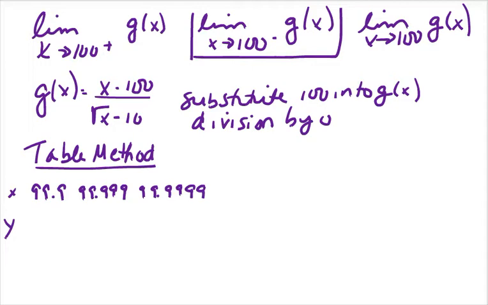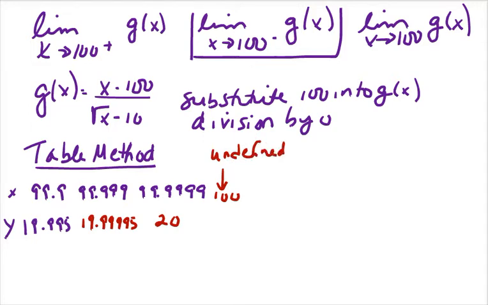So for 99.9, I got a y value of 19.995. What do you think I'm going to grab? Red. And for 99.999, I got 19.99995. And this is getting closer and closer to 20 from the left-hand side. At 100, we're undefined.